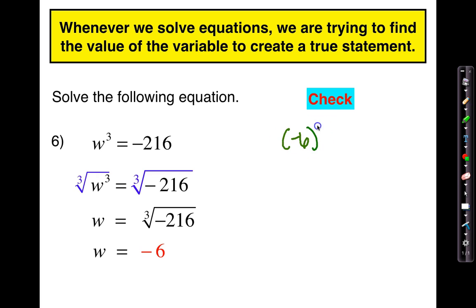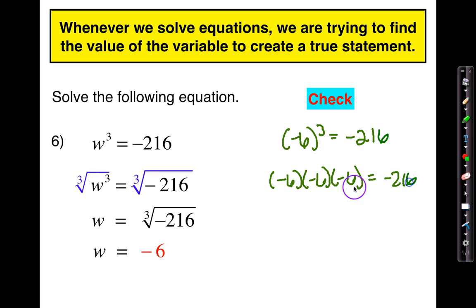A negative 6 cubed, does this equal negative 216? Let me write it out real quick. A negative times a negative is a positive. Remember, in the past we used to circle it like this. Positive 36 times a negative 6 does leave me with a negative 216, so it does check out.